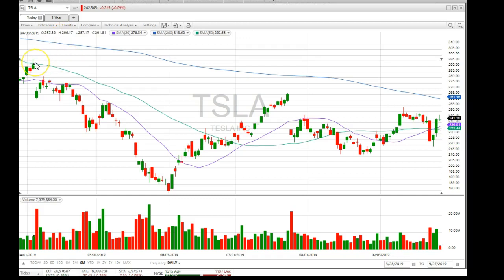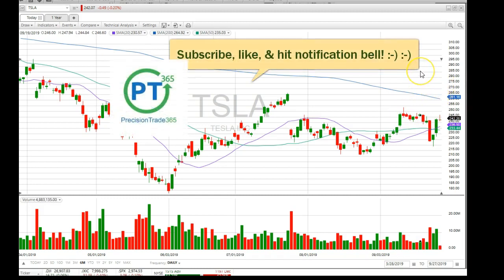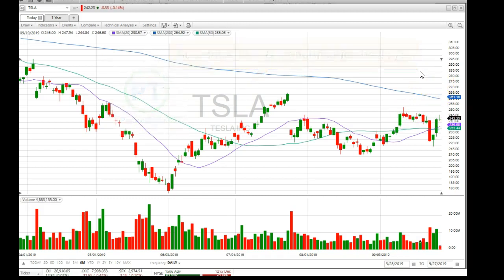Tesla is a very, very volatile stock, and it's highly shorted. So when it triggers the pivot like 250, it would automatically go to 261, 266, to even 270 because of the short covering.